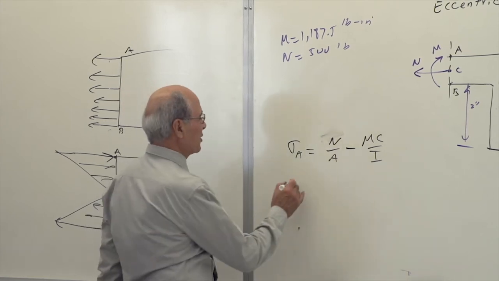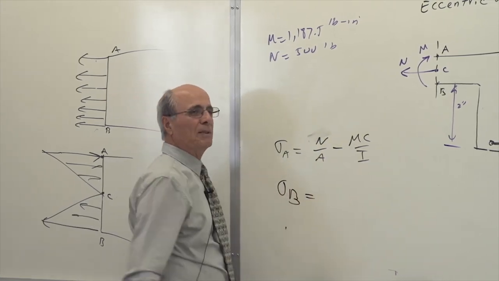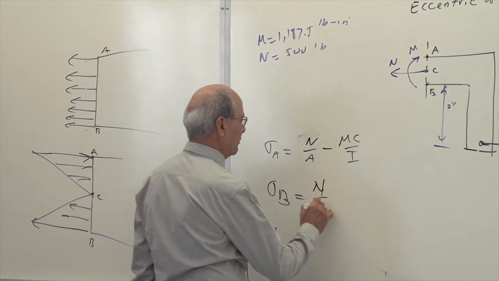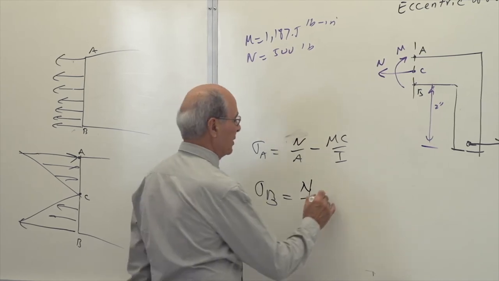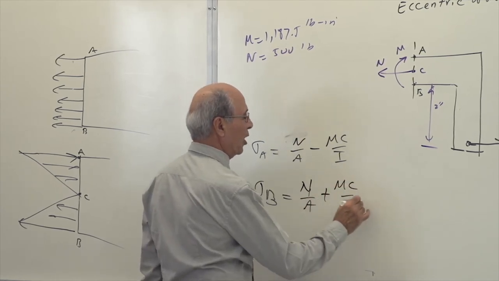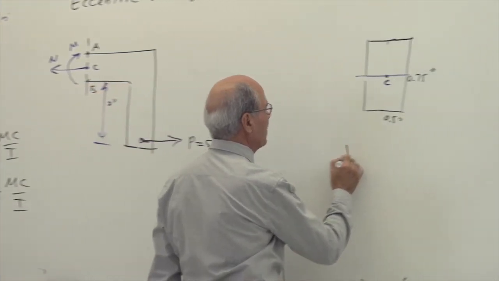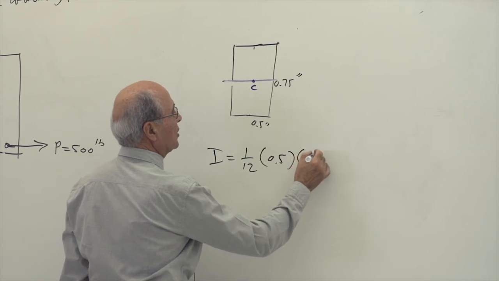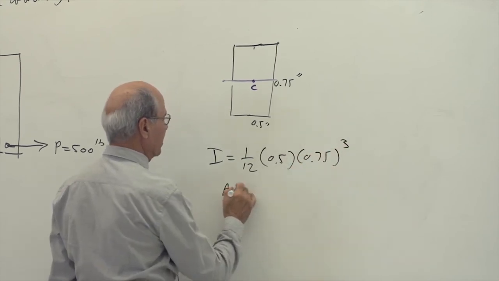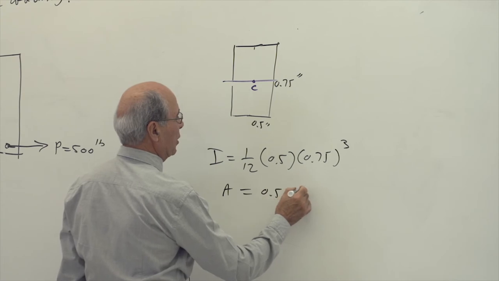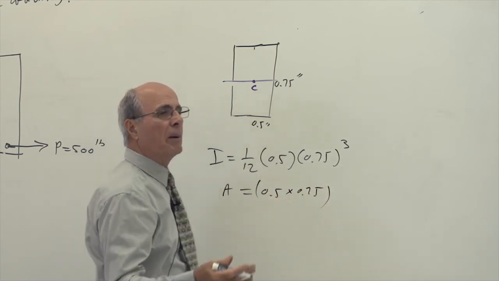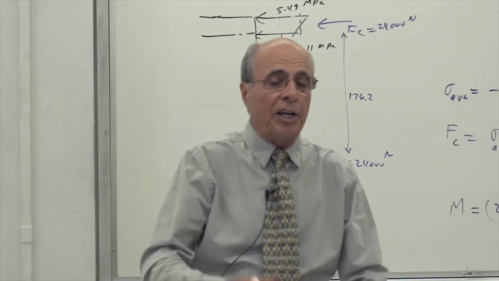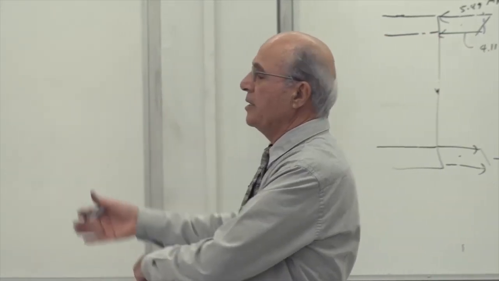Yeah. Good. Okay. Sigma B, then what? Because sigma B is equal to N over A, good. You have to write it on your own. Then what? Plus Mc over I. That's it. All I need now is the I of this cross section, which is 1/12 of 0.5 times 0.75 to the power of 2, and the area, which is 0.5 times 0.75. I leave the rest to you, because we have done that many times. Is that correct? I give you the result. Is that understood? I is there, A is there, M is there, N is there, everything is there.